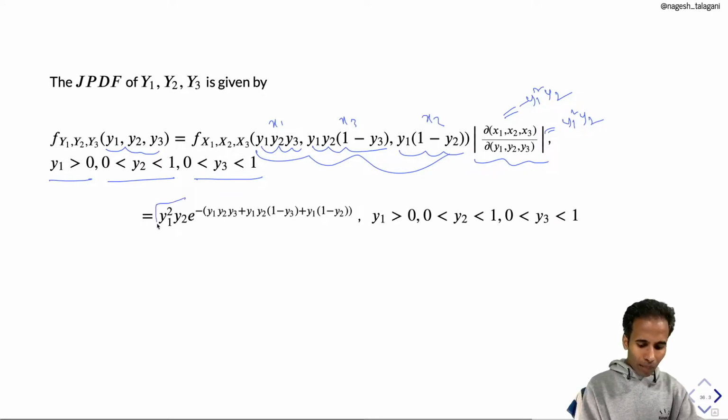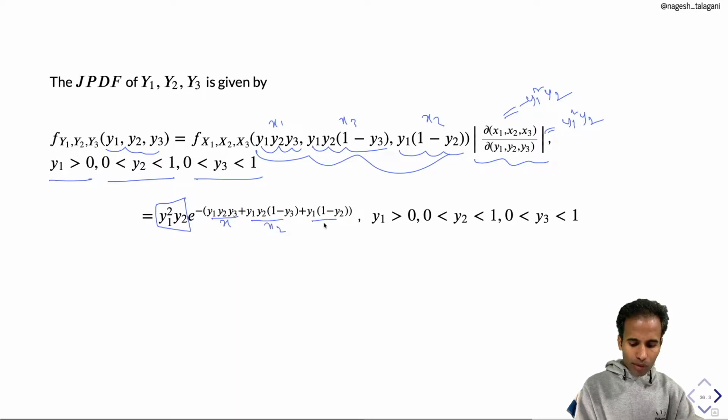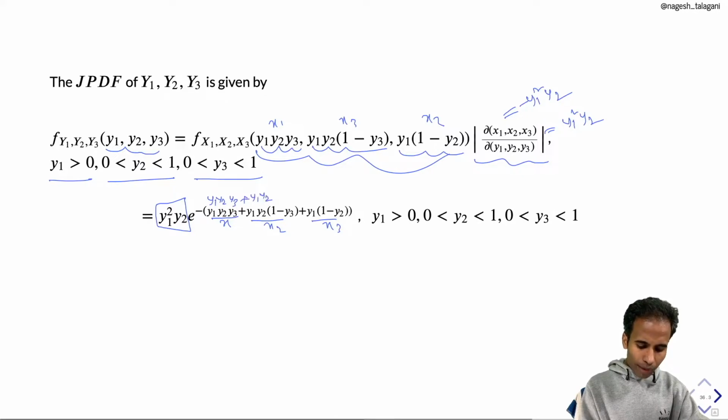Okay, here this is the modulus of the Jacobian y1 square y2 times e power minus of x1 plus x2 plus x3. So e power minus of y1, y2, y3 plus y1, y2 times 1 minus y3 plus y1 times 1 minus y2. Here we have y1, y2, y3 plus y1, y2 minus y1, y2, y3 plus y1 minus y1, y2. Okay, as you can see, this one cancels, this one cancels. So we have e power minus y1.